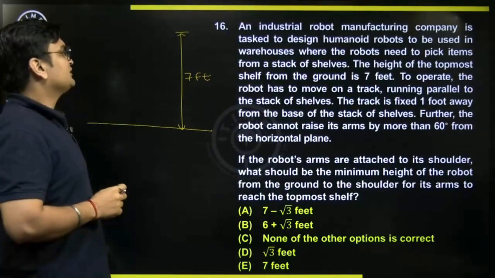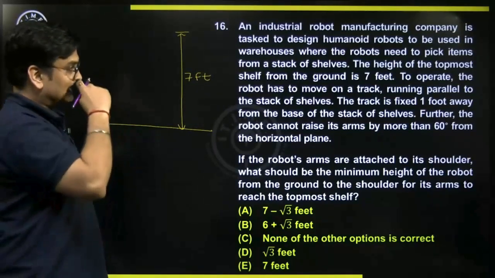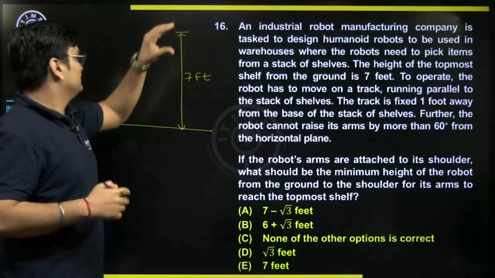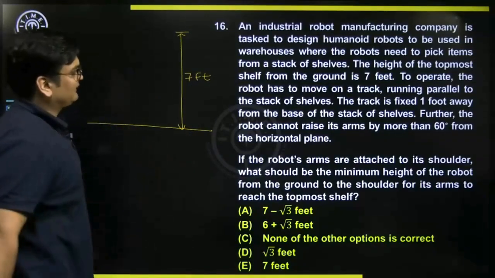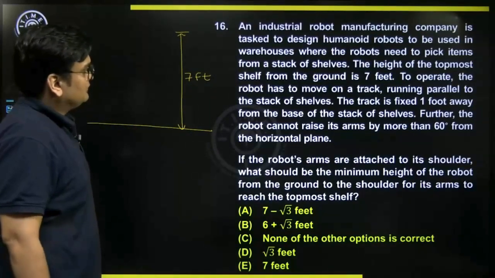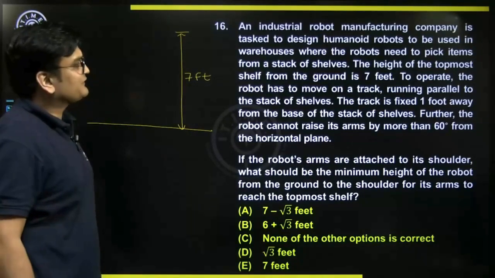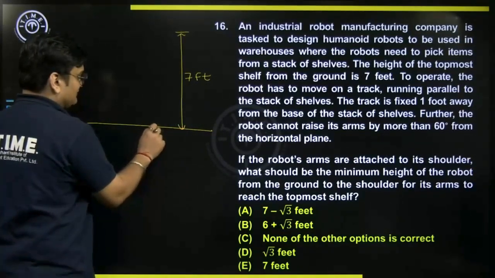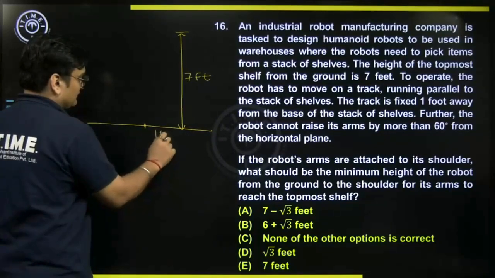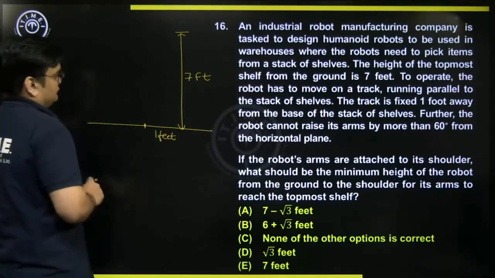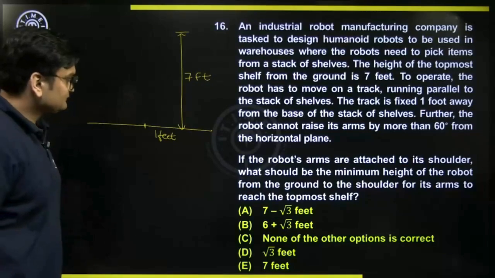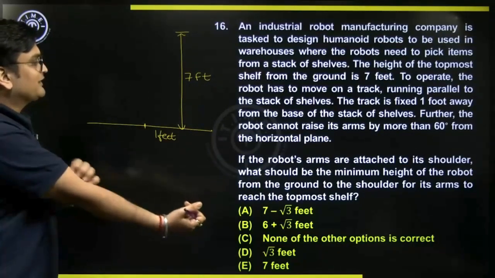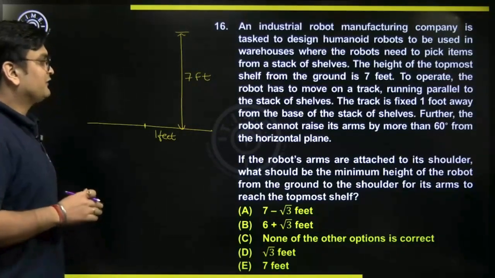To operate, the robot has to move on a track running parallel to the stack of shelves. So suppose this is how the shelf is stacked. The robots will be running parallel to it. On a track, the track is fixed 1 foot away from the base of the stack of shelves. So from here, suppose the track is here, 1 foot away. So the robot can stand here. Further, the robot cannot raise its arm by more than 60 degrees from the horizontal plane.